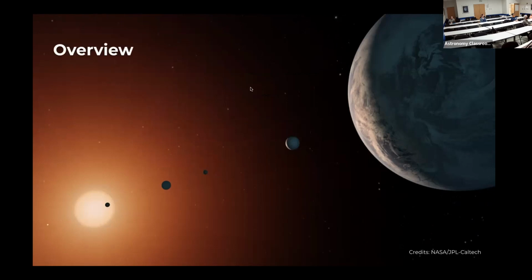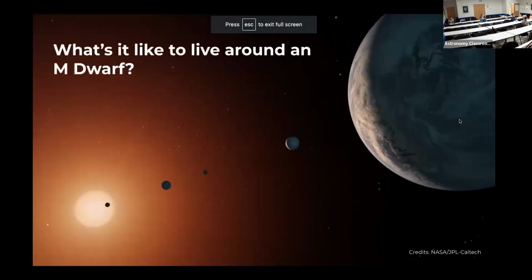Oh, this is the right one. I'm sorry. So these are planets that orbit M dwarfs.